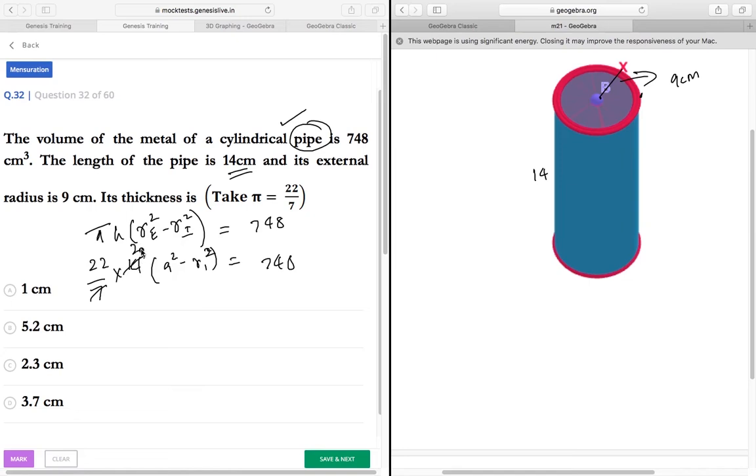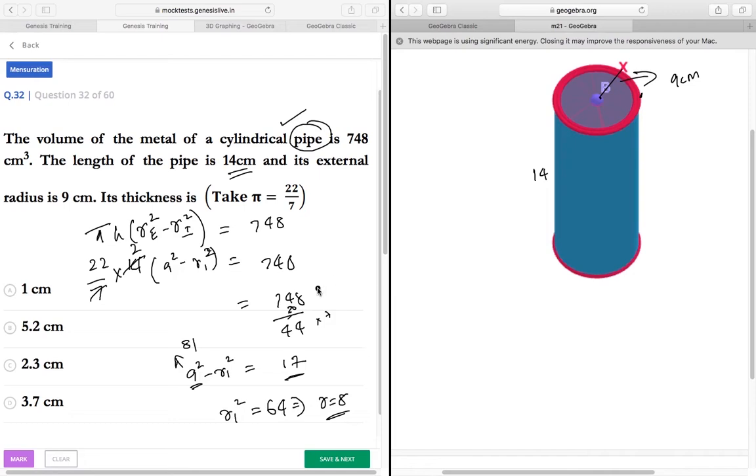7 2s are 14, and then you have 44. This is 748 by 44. So 44 1s are 44, and then you have 308. Unit digit 4 into 7 gives me 8. So 7 4s are 28, and then 30. Yes, it is 17. So this is Re square minus Ri square. So 9 square is how much? 81. 81 minus 17 gives me 64. So Ri square is 64, or Ri is equal to 8.